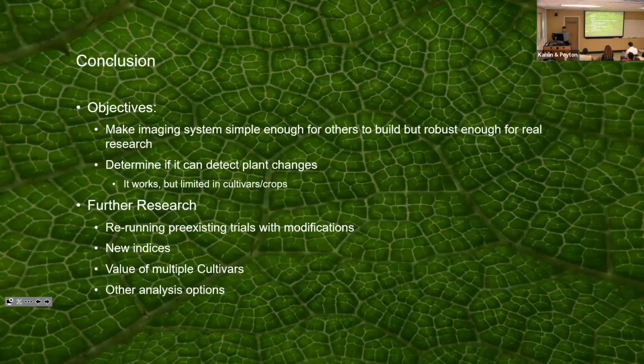So in conclusion of all of this, the objectives that we had were to make an imaging system that was simple enough that anybody could build it, complex enough that they could build it and learn from it, so then they could have further research tools. Because I imagine if you talk to anybody else in the lab, the things that they've learned from having to work on and build these different things have helped them improve their research and made other research opportunities available to them. And so we wanted to make something simple enough that people felt like they could build it, but robust enough to be used for real research.